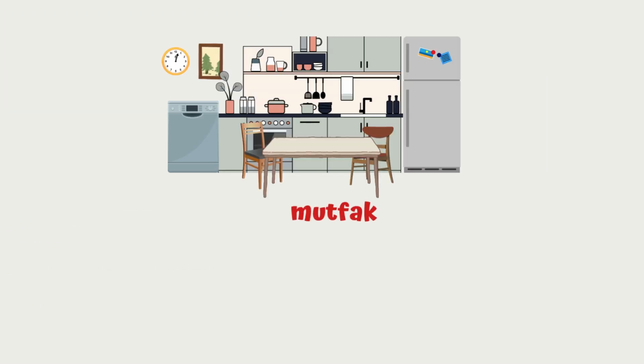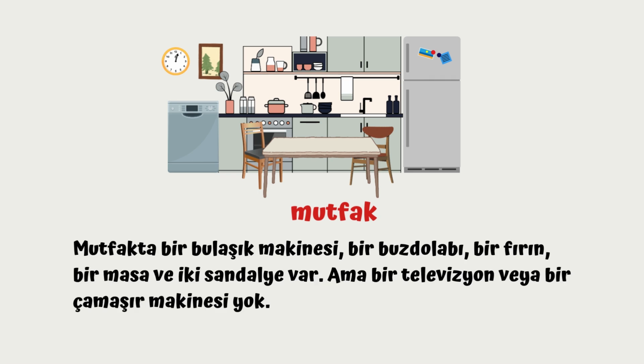So we have mutfak. Okay, these are my sample sentences. Mutfakta bir bulaşık makinesi, bir buzdolabı, bir fırın, bir masa ve 2 sandalye var. Ama bir televizyon veya bir çamaşır makinesi yok.